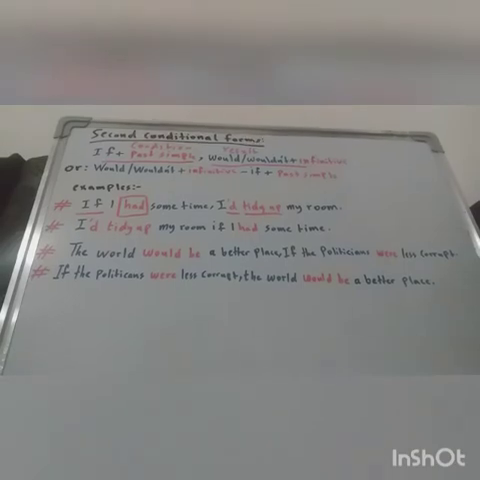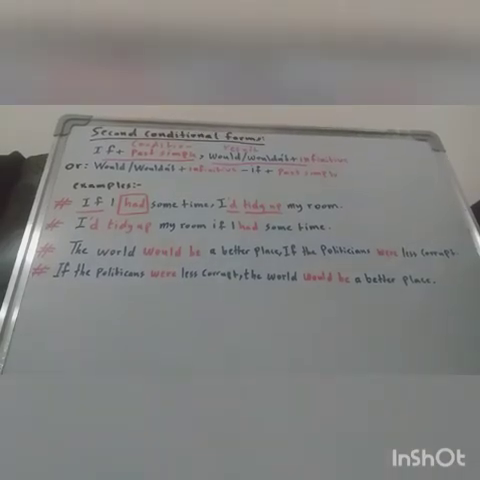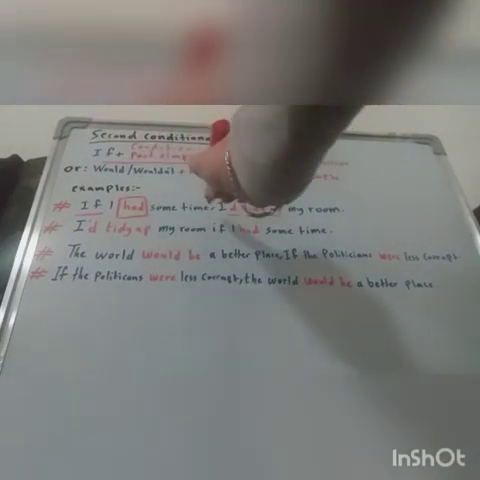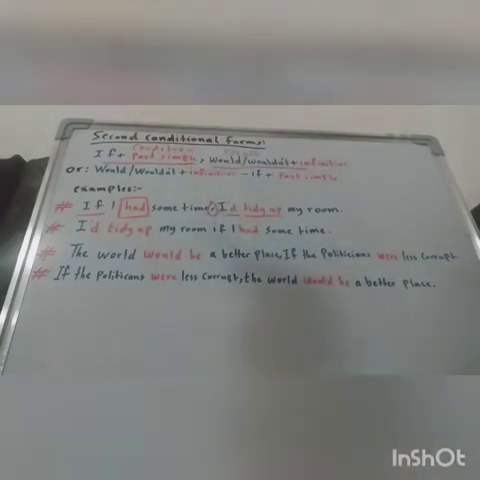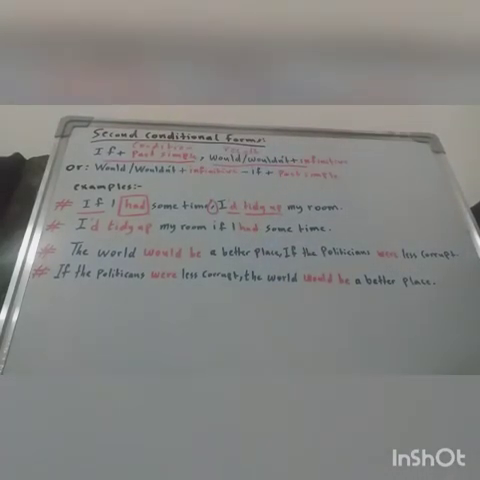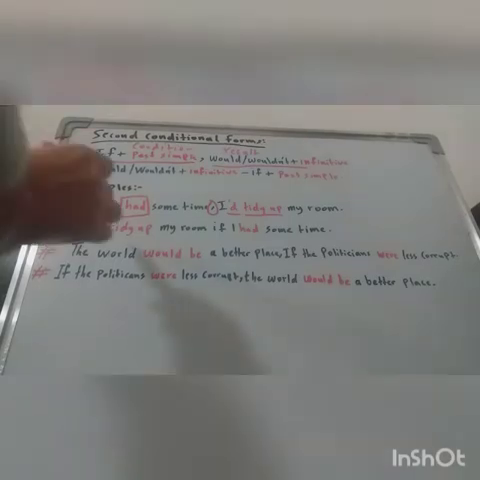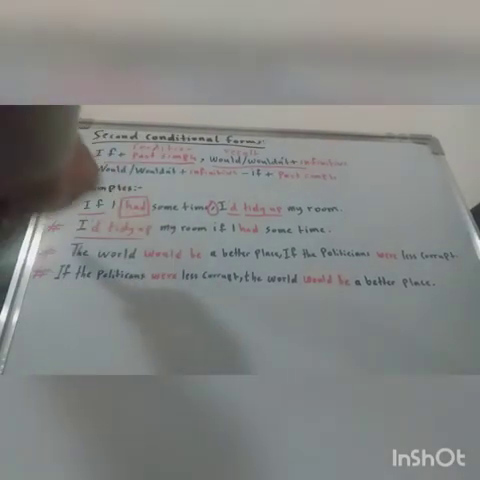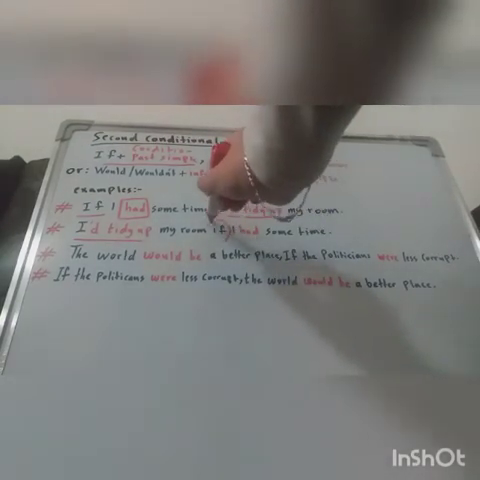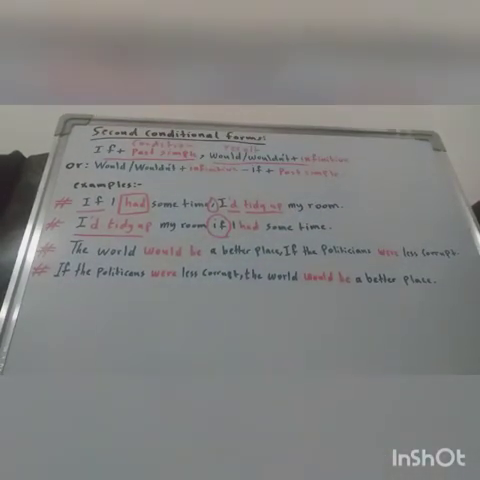And the same rule applies to all types of conditionals. If you start the sentence with if, you have to write a comma in the middle of the two parts of the sentence. And if you start the sentence with the result clause, if is in the center of the two parts.